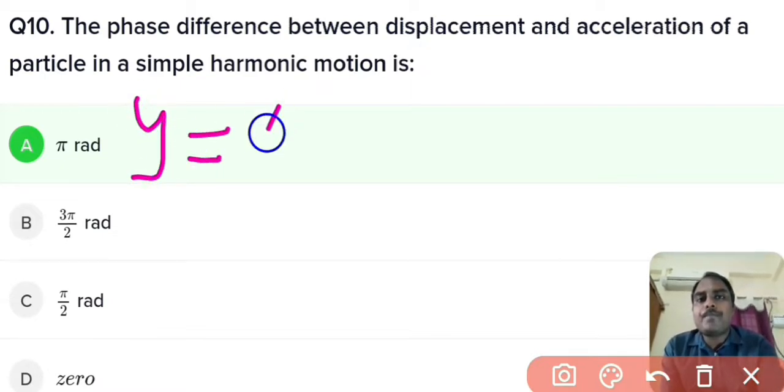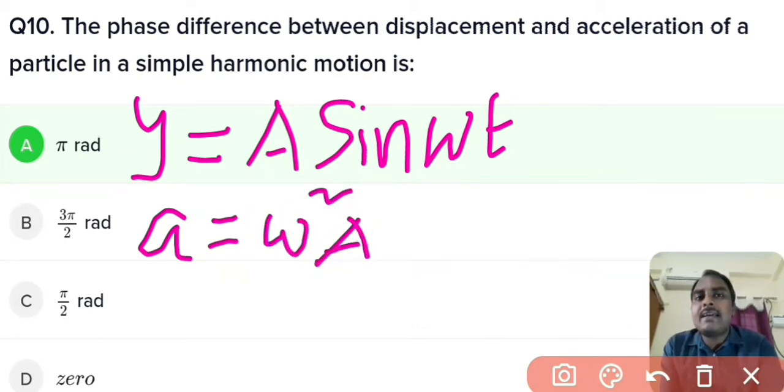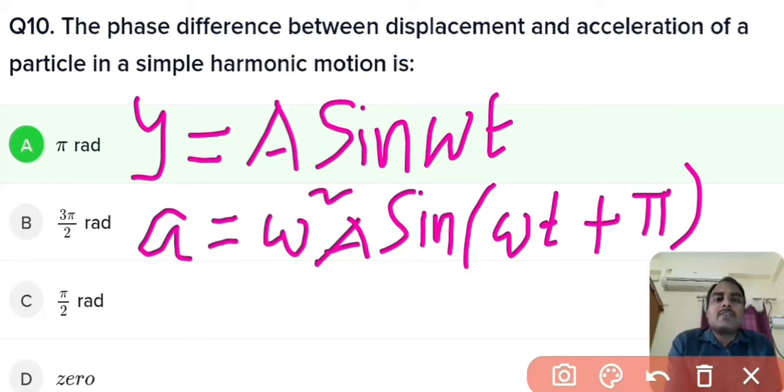y equal to A sine omega t is the displacement equation in simple harmonic motion. Next, the acceleration equation: a equal to omega square A sine (omega t plus pi). Omega square A sine (omega t plus pi) is the acceleration equation in SHM, simple harmonic motion.